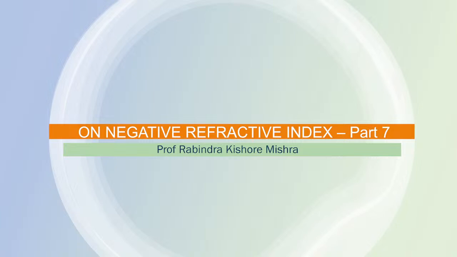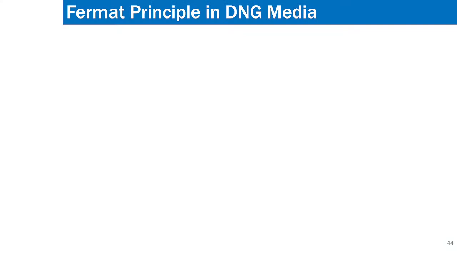Now, today we are going to discuss the last part of our subject, the negative refractive index. Up to now, we have almost finished the theory part except the Fermat principle. We have seen some of the consequences in the last discussion. And today we are starting with the Fermat principle. Then we'll see some applications and some references. There we'll stop.